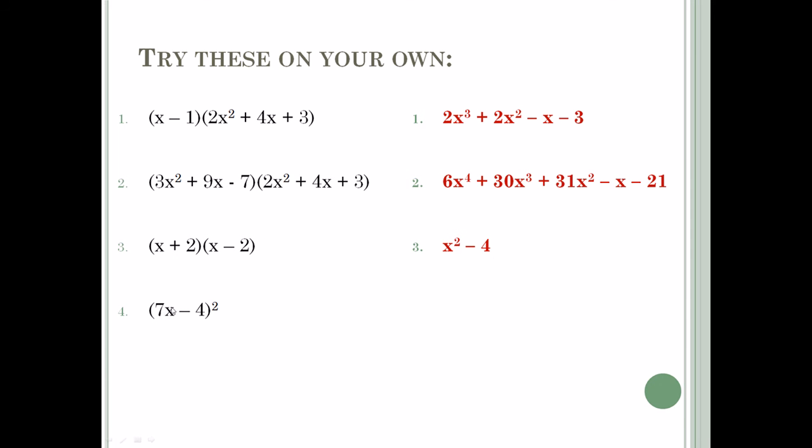All right, did you write this one twice? 7x take away 4, parentheses, 7x take away 4? If you did it, you should have gotten 49x squared, take away 56x plus 16. We made it. Okay. You did good.